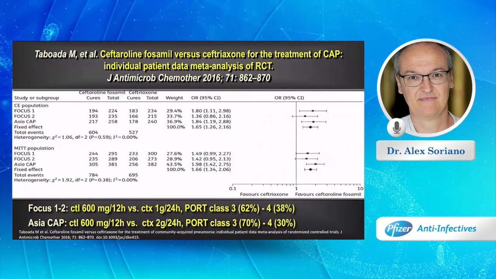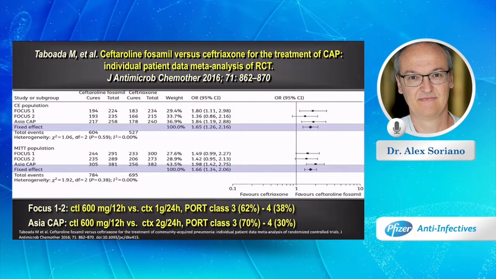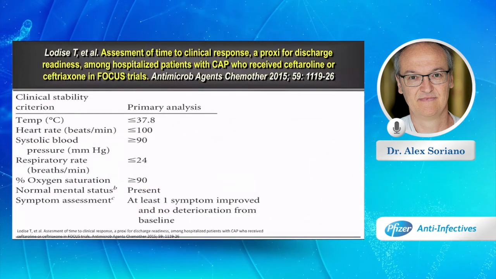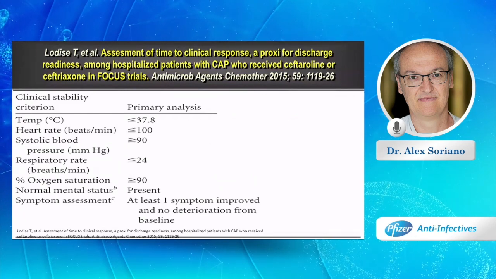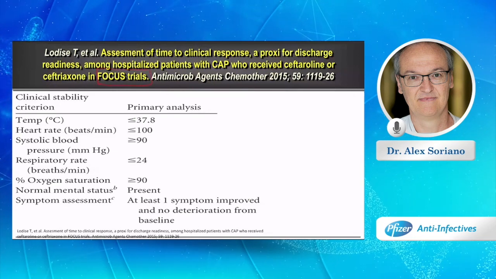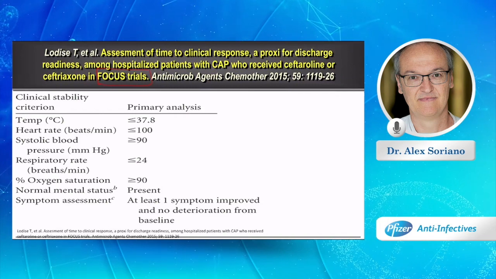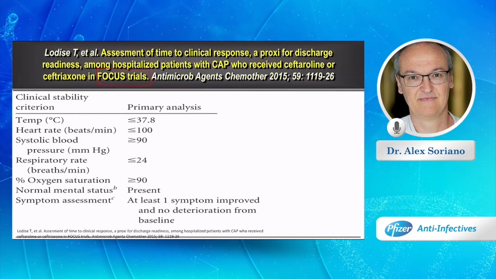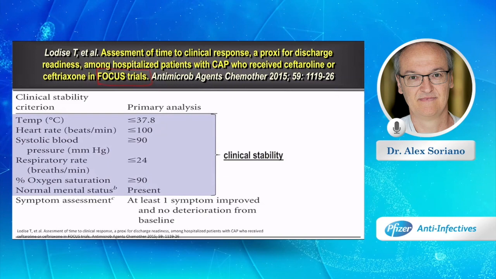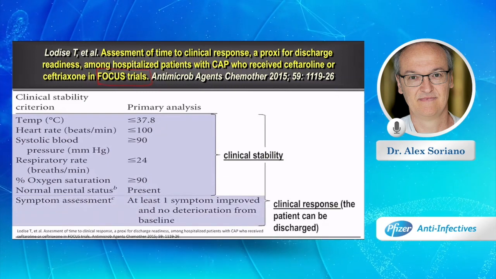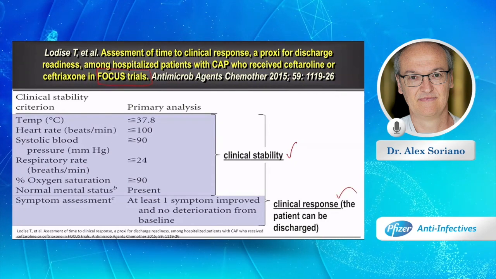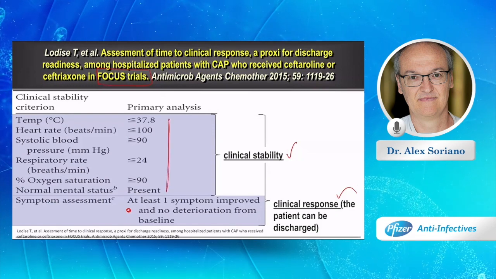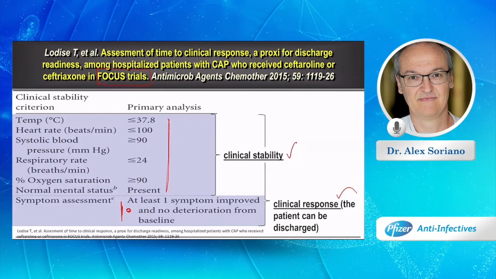This is just the meta-analysis, to show you how these articles combine, FOCUS 1 and 2 and Asia-CAP together. It's evident that the clinical cure was better. But I wanted to show you something that I think is of great interest. This is a post-hoc analysis of the FOCUS trials. They wanted to evaluate how fast the population that receives Synforo versus those that receive ceftriaxone improves during the treatment. To do so, they used the criteria that we described before that define clinical stability, and also the criteria that define a clinical response. Clinical response adds at least one symptom improved and no deterioration from baseline, so it adds to the physical examination some clinical data from the subject that is ill.